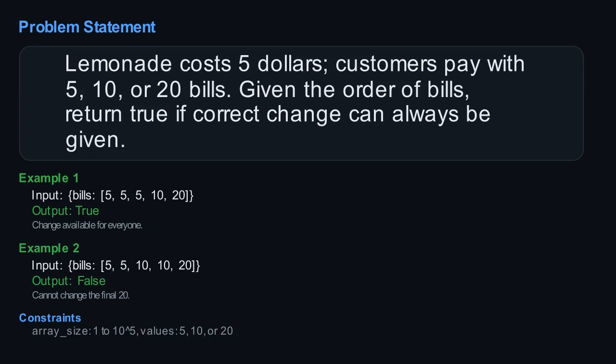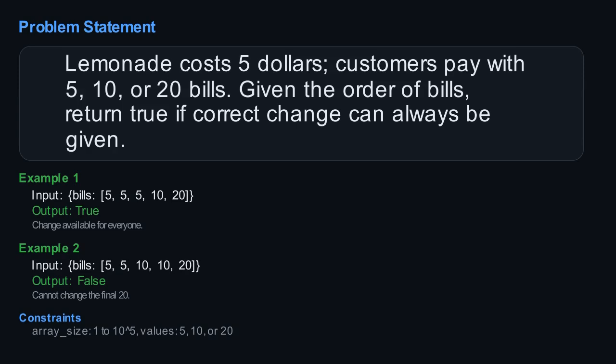If a customer pays with a $5 bill, you don't need to give them any change. If they pay with a $10 bill, you must give them $5 back. And if they pay with a $20 bill, you must give them $15 back. This $15 can be one $10 bill and one $5 bill, or it could be three $5 bills. You start with no money in your cash register.